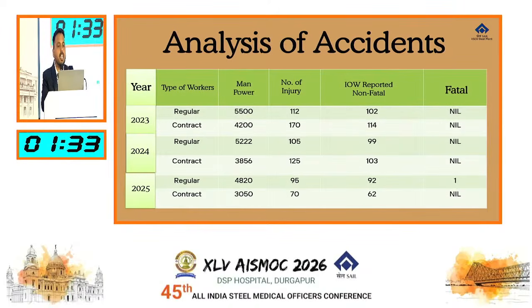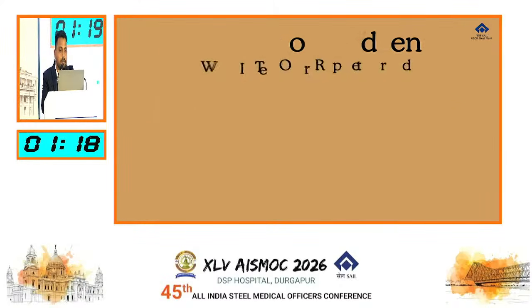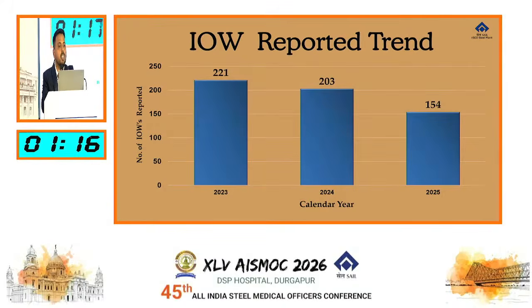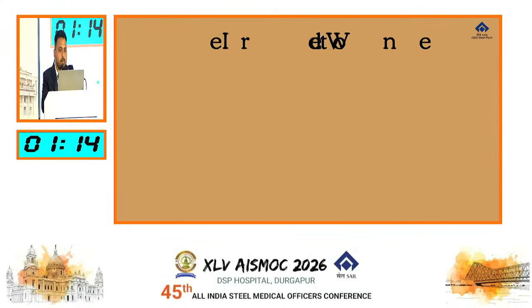Here is the analysis of accidents. As can be clearly seen here, these sorts of accidents were more common among the contractual group of workers as compared to the regular group of workers. However, the number of accidents kept on decreasing from the year 2023 to the year 2025. There was a significant decrease in the IOW reported trend.